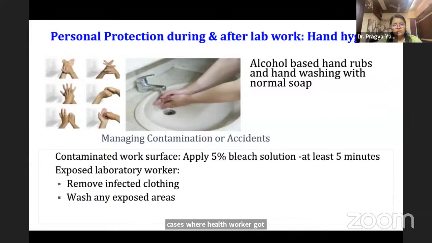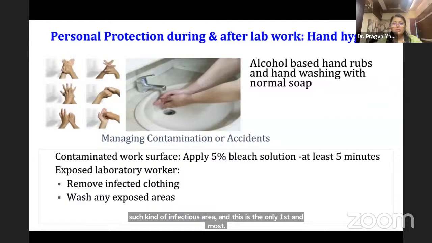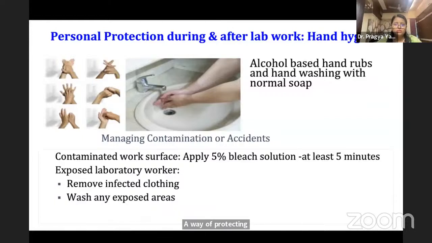So I think this is my last slide, where I would like to give a very clear-cut message. Whether you're working in a hospital or in a lab, dealing with a patient or a sample, the hand hygiene which we learned the hard way in the pandemic, and mask practices are a must whenever we are around such infectious areas. This is the first and foremost way of protecting yourself from this infection. The rest was very well defined by Manish, Dr. Simi, and the rest of the speakers.